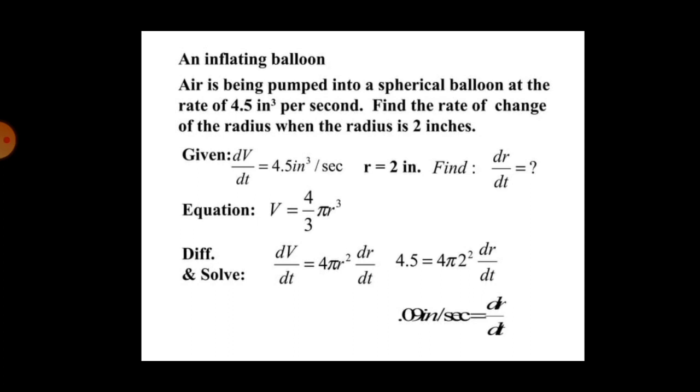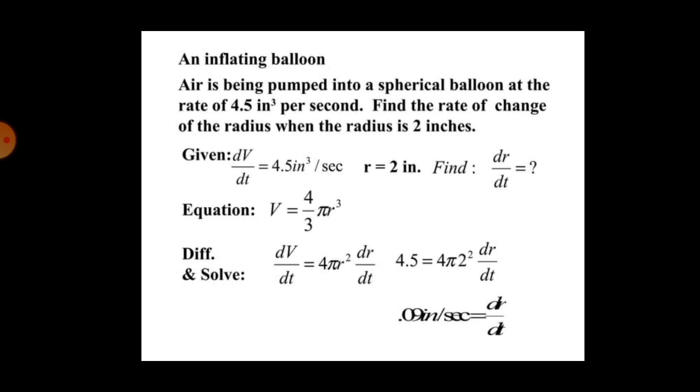So, given dV over dt is equal to 4.5 inches cubed per second, and r is equal to 2. Find dr over dt. Equation: V is equal to 4/3 pi r cubed.